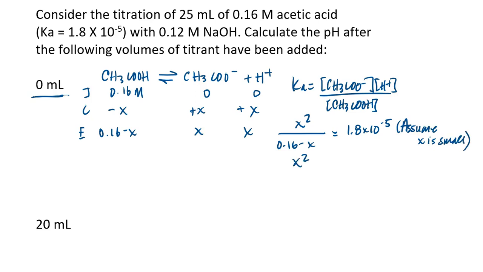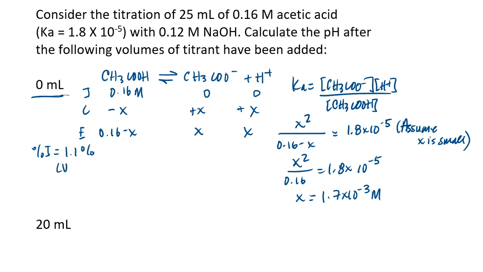And if I go ahead and do the math that follows, I would get that x is equal to 1.7 times 10 to the negative third molar. I'll leave it to you to verify by doing the percent ionization calculation, but the percent ionization in this case worked out to be 1.1%, so that means that our assumption is valid.